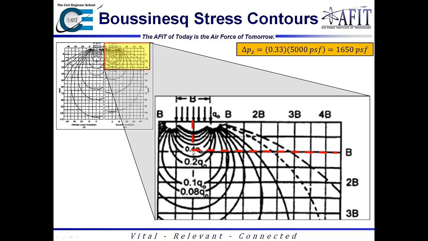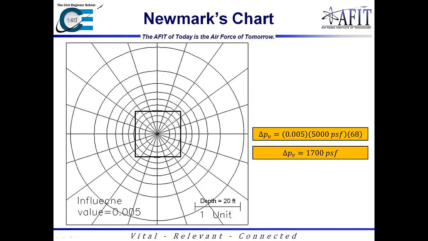So directly below B and at a distance B below the surface, this is actually about 0.33. It's kind of hard to see because this chart has the 0.4 covering it, but 0.4 is a little bit higher than this, and so I estimated it was about 0.33. And so multiplying 0.33 times 5,000, I'll get 1650 pounds per square foot at this point right here. If I use Newmark's chart, I'm going to wind up counting about 68 squares, making a 1 by 1 square and placing it over there. And so that 0.005 influence times 5,000 times 68 gives me about 1,700 pounds per square foot.